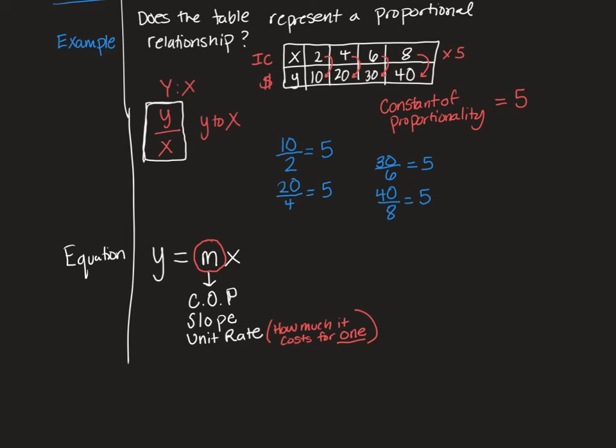So if we were going to write the equation, all you would have to do is plug in 5 where the m is. So y equals 5x. Because we found the constant of proportionality, therefore we can write the equation.